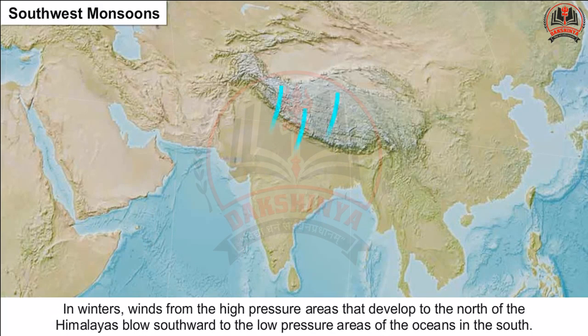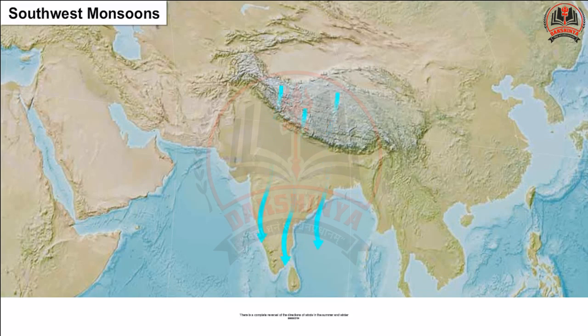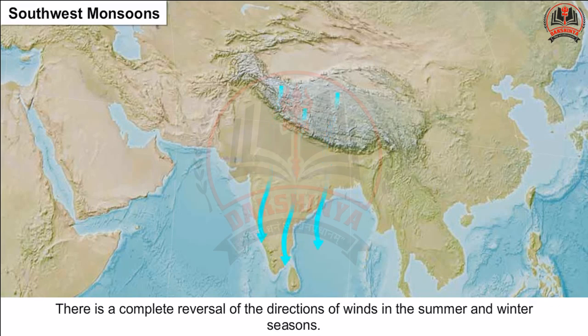In winters, winds from the high-pressure areas that develop to the north of the Himalayas blow southward to the low-pressure areas of the oceans in the south. There is a complete reversal of the directions of winds in the summer and winter seasons.